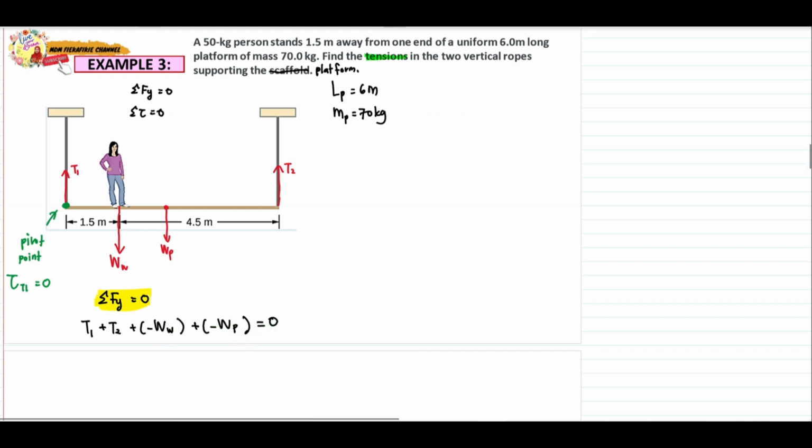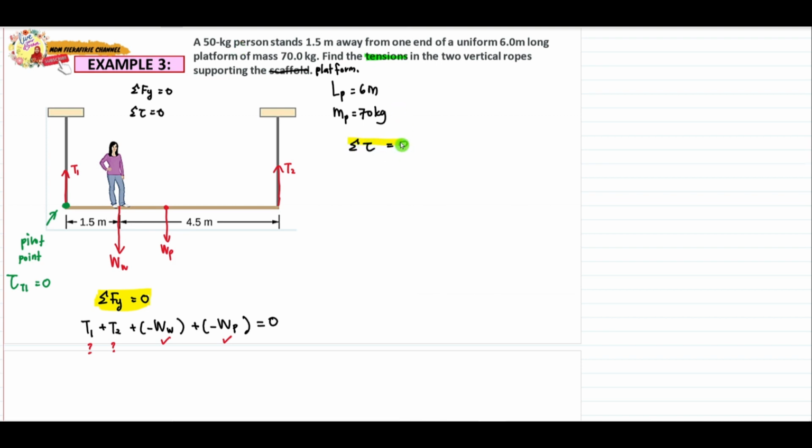Alright. So apa yang kita nak cari sebenarnya? Kita nak cari ini, T1 and T2. Okay. So the weight of the woman kita ada, the weight of the platform pun kita ada. Tapi problemnya kita tak boleh selesaikan since we have two unknowns. So we need another equation from total torque is equal to 0. So let's start.